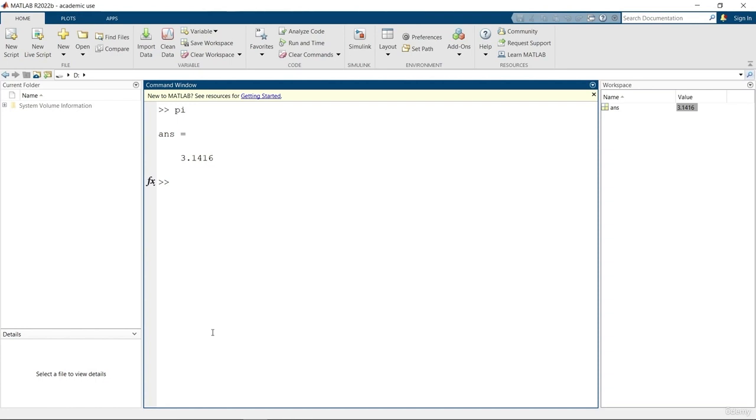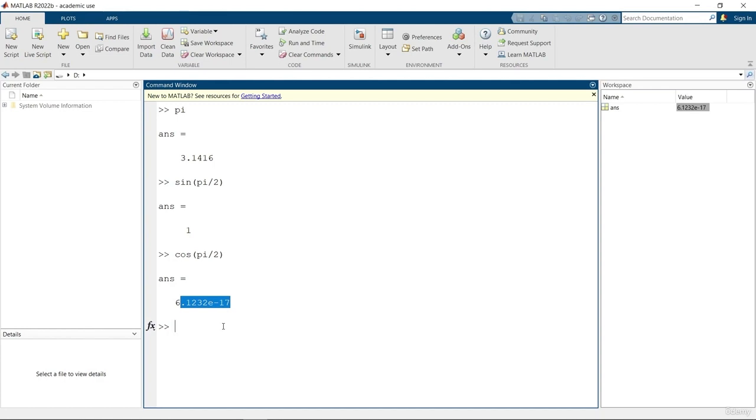We can perform operations such as the sine of pi divided by 2, which is 1, or the cosine of pi divided by 2, which is 0. As we can see, it gives us a value close to 0, but not exactly 0. That's because of what I said before, that MATLAB does not store all the decimals of the number pi.